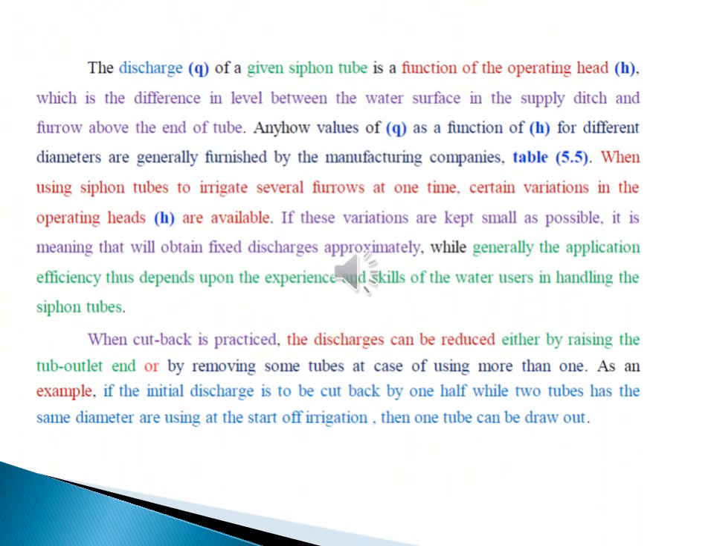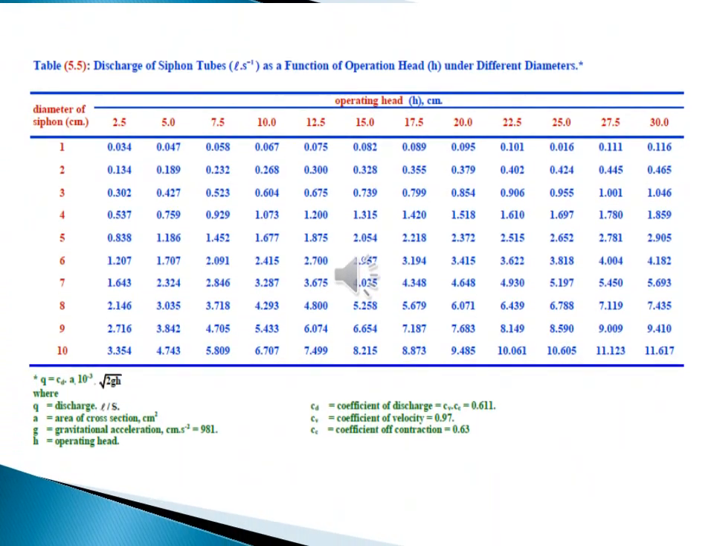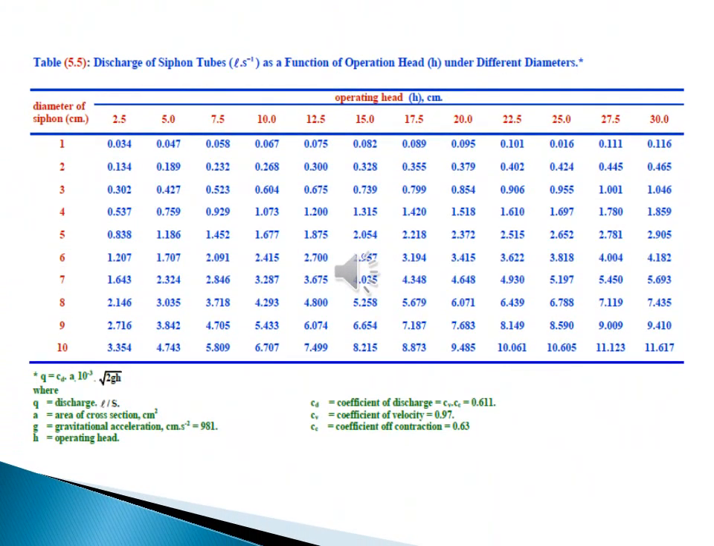The discharge Q of a given siphon tube is a function of the operating head H, which is the difference in level between the water surface in the supply ditch and the furrow above the end of the tube. Anyhow, values of Q as a function of H for different diameters are generally furnished by the manufacturing company, as shown in the enclosed paper. Table showing the discharge of siphon tubes in liters per second as a function of operating head H under different diameters.